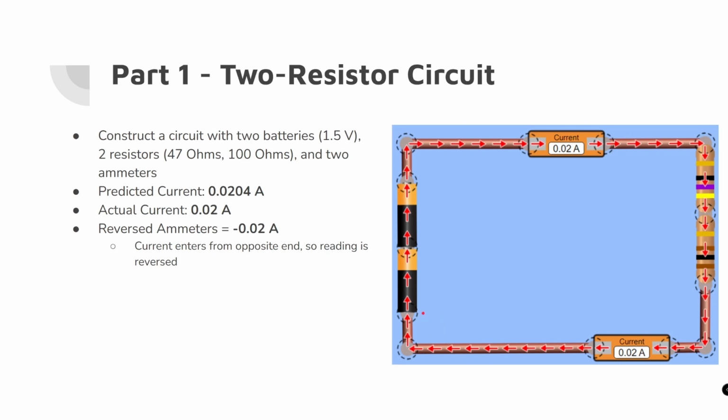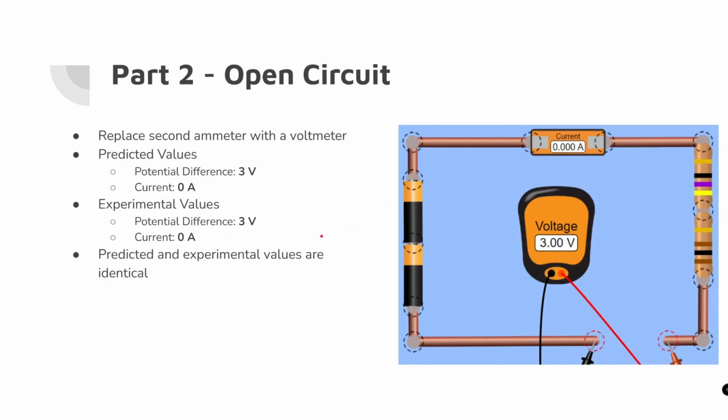So part 1, our 2 resistor circuit. As you see here, we've got our 2 resistors in series and our ammeters. The predicted current was 0.0204 amperes. Actual current was approximately the same, 0.02 amperes, as seen here. If we reversed an ammeter, the current would just be going the opposite direction through the ammeter, so it would read negative. Part 2, our open circuit here, we know the current is 0 because it's an open circuit.